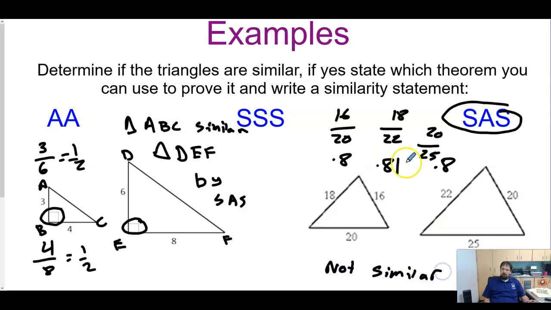But if they were all proportional, we would say similar through the SSS theorem, if all 3 of these numbers right here were the same. I think they were probably trying to get it so that it was. If I rounded this just to 0.8, then we could say that they are proportional, which means they would be similar through SSS.